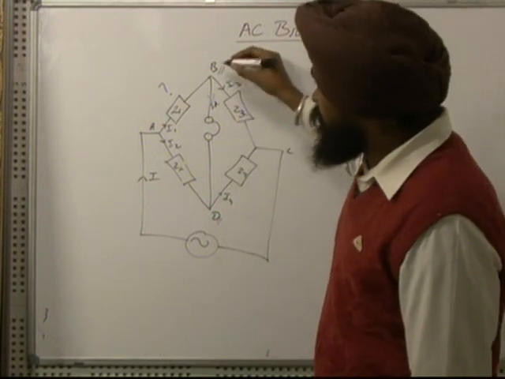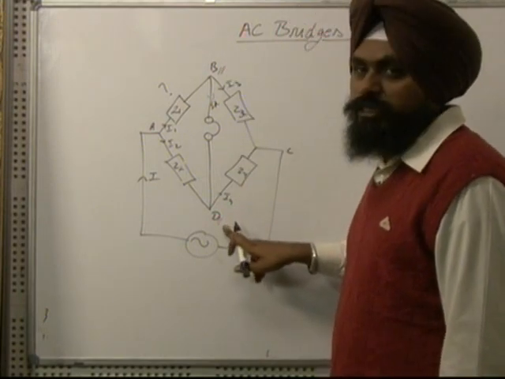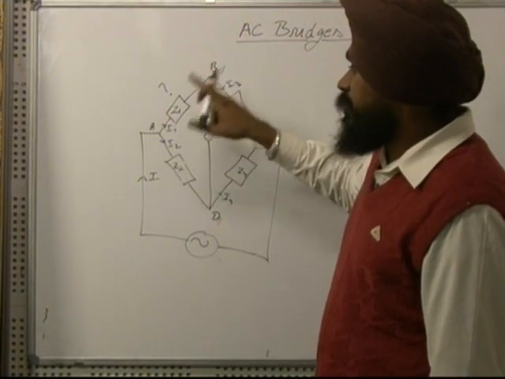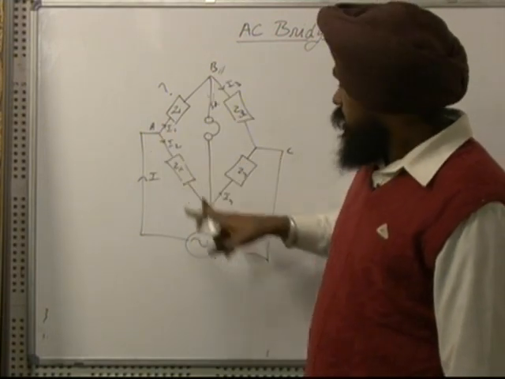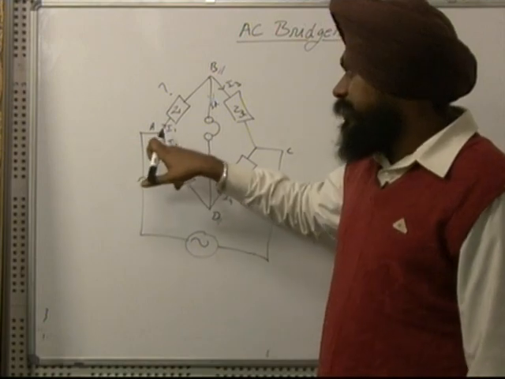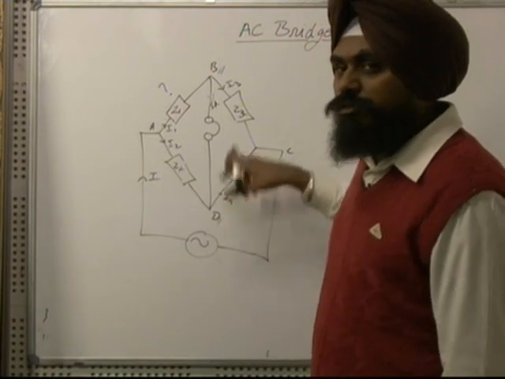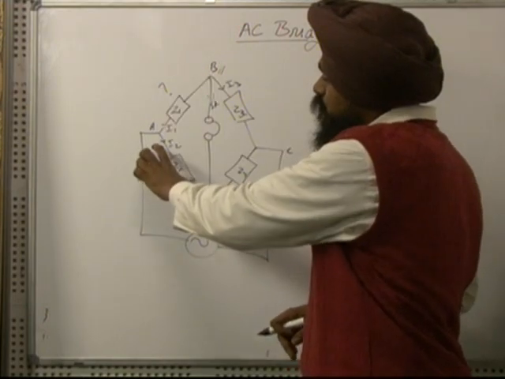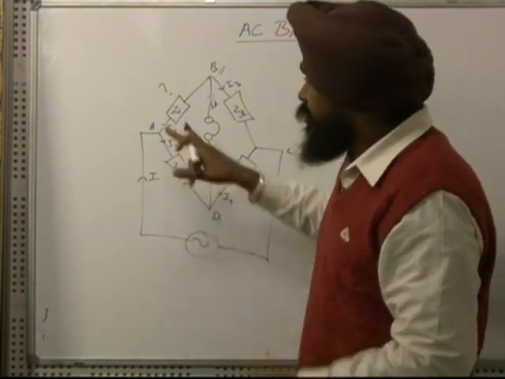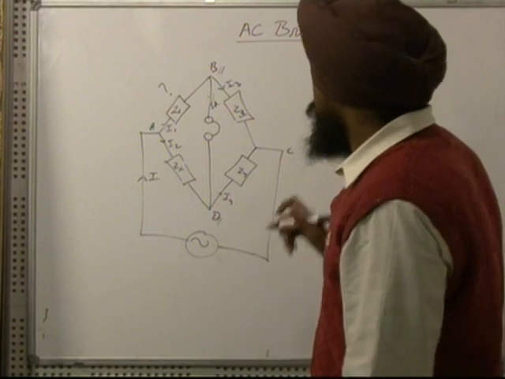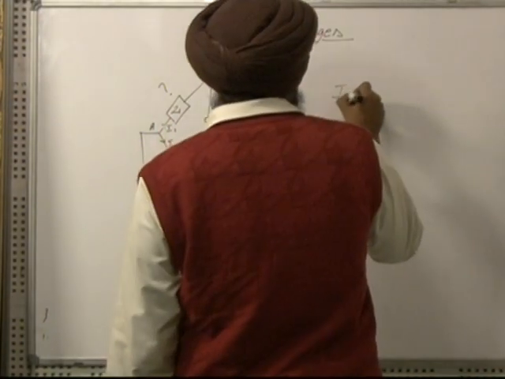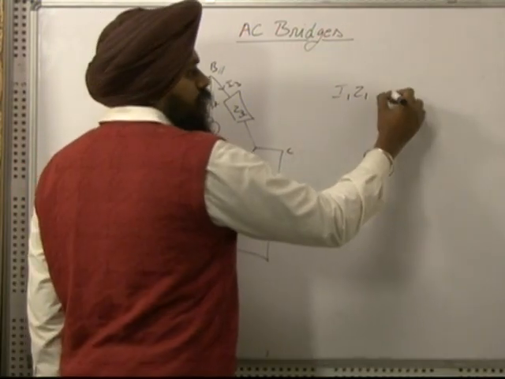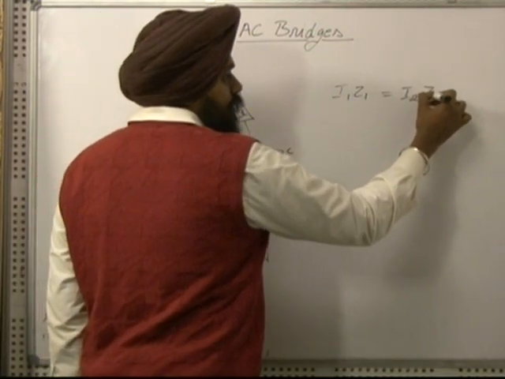Okay, because B का भी वही potential है जो D का potential है. इसमें voltage drop क्या होगा? Potential at B minus potential at A. और यहाँ पे क्या होगा? Potential at D minus potential at A. तो क्योंकि ये दोनों सेम हैं, तो हमारे पास voltage drop across Z1 is equal to voltage drop across Z2. If the current flowing is I1, then I1 Z1 will be equal to I2 Z2.